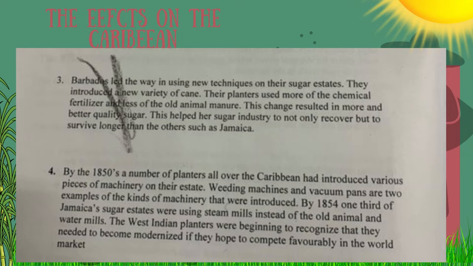By 1854, one-third of Jamaican sugar estates were using steam mills instead of the old animal and water mills. The West Indian planters were beginning to recognize that they needed to become modernized if they hoped to compete in the world favorably.